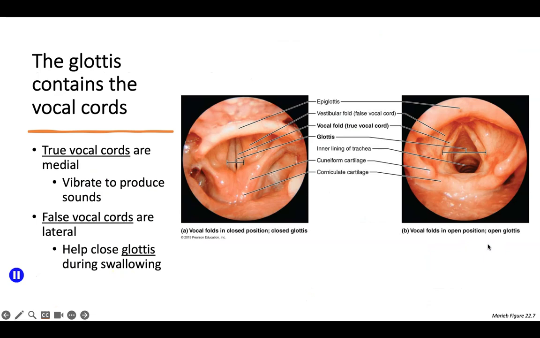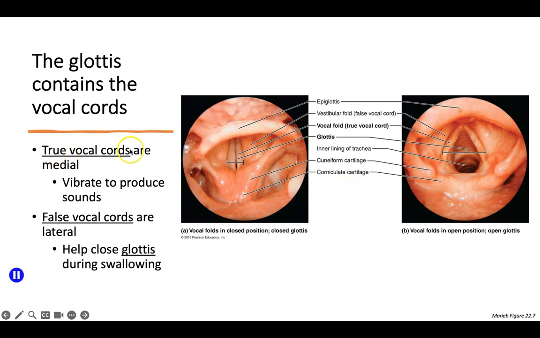Here we're seeing this from a superior view. We're looking down on the larynx, and what you can see here is the glottis. The glottis is this structure formed by these vocal cords. You can see that the vocal cords come together, they can come apart, and depending on the spacing between them and the tightness of those cords, different tones and different sounds can be produced.